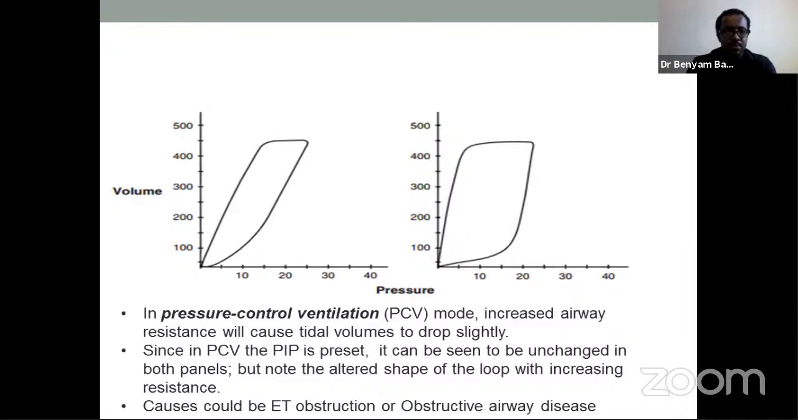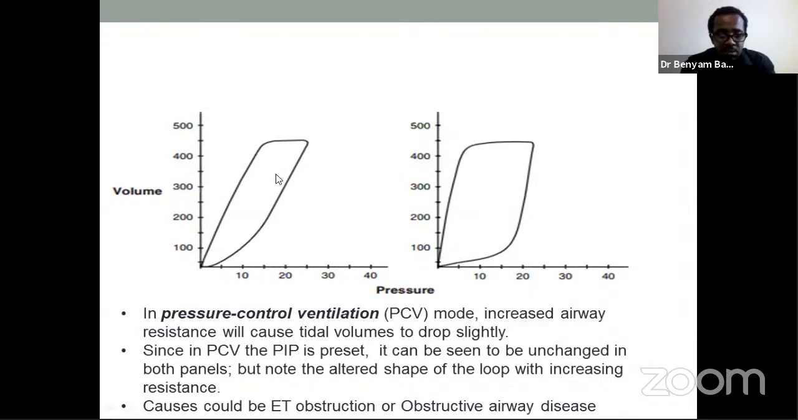As you can see here, this is a waveform again, representing the pressure volume scalar. We are also able to tell if there is any airway resistance. So what happens whenever there is resistance to the airway?